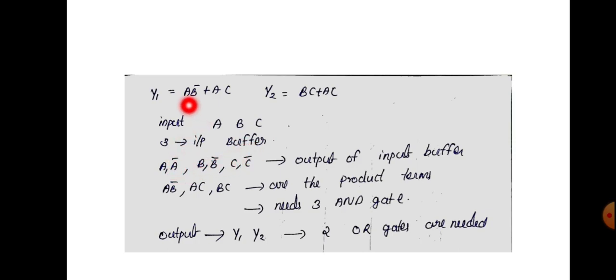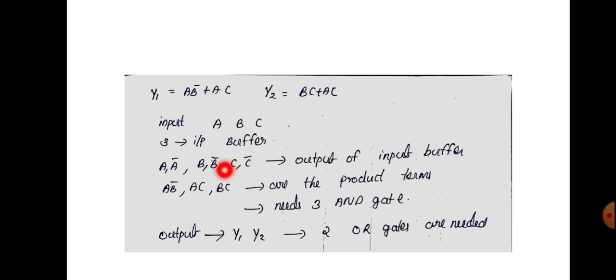And what are the product terms? A B bar is a product term, AC is a product term, BC is a product term. Here AC is repeated, so we are not interested in taking that again. How many AND gates do we need? We need 3 AND gates because there are 3 product terms: A B bar, AC, BC. The output of the input buffer is A bar, B bar, C bar, and the outputs are Y1, Y2.